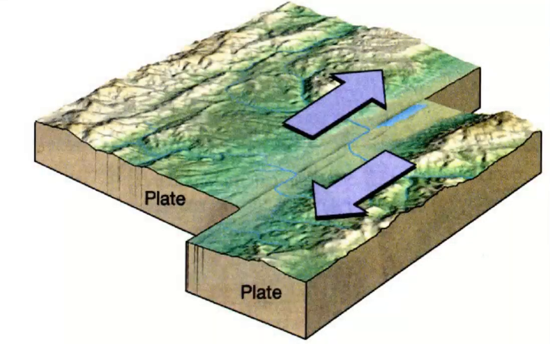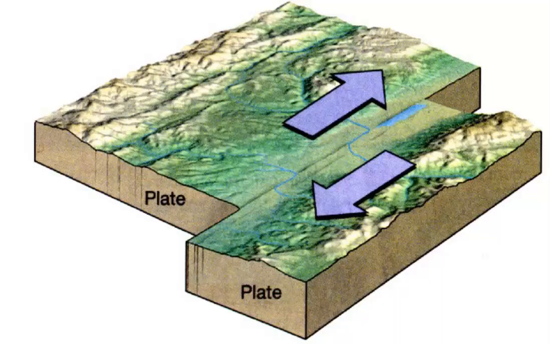Now we'll move on to talking about transform faults. Most transform faults are found on the ocean floor. They commonly offset active spreading ridges, producing zigzag plate margins, and are generally defined by shallow earthquakes. A few, however, occur on land.